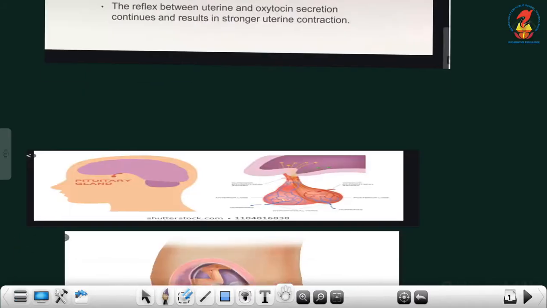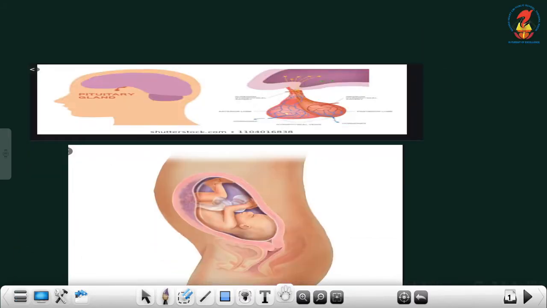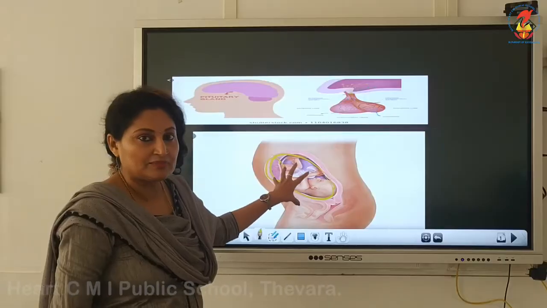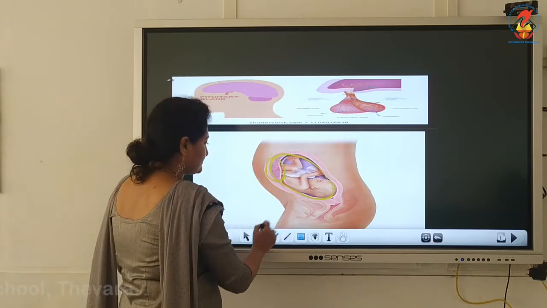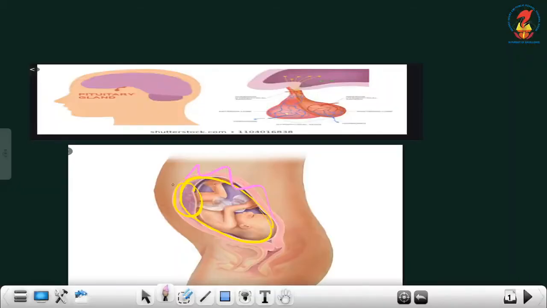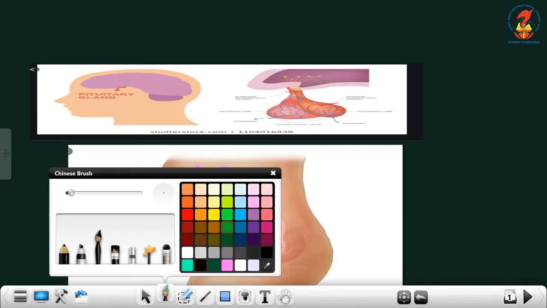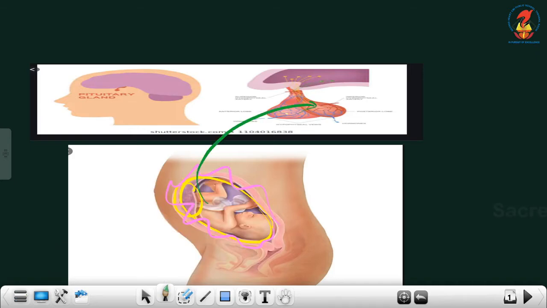So, with the help of a diagram, I will just show you this. I told you the fully formed fetus and the placenta, both of them are essential. Both the fetus and the placenta, when fully developed, give the first signal. What is the first signal? Mild contraction of the myometrium. This contraction, very mild contraction. Now, what happens when there is mild contraction? This triggers the posterior pituitary gland, which is located in the head region, to release which hormone? To release oxytocin.